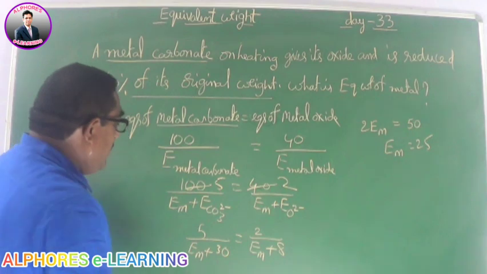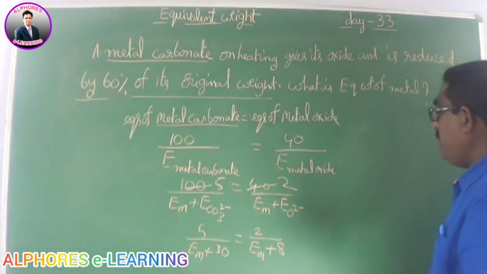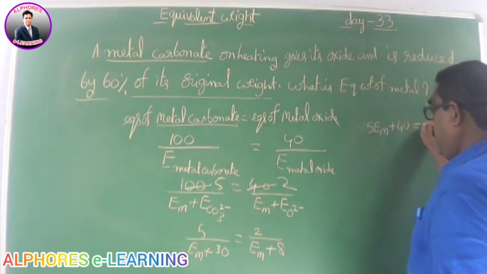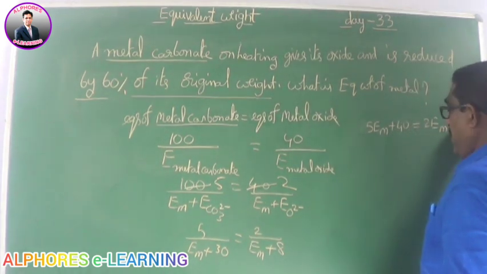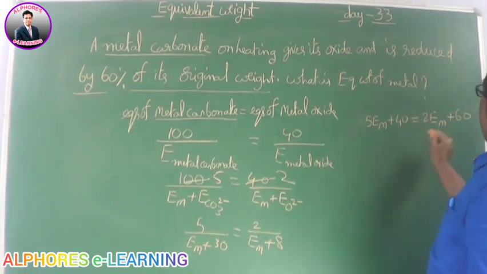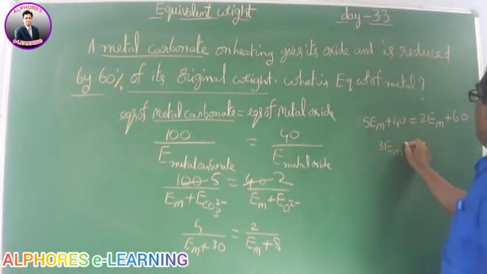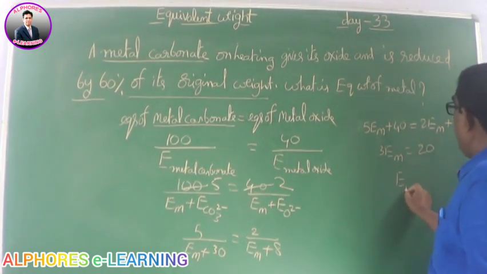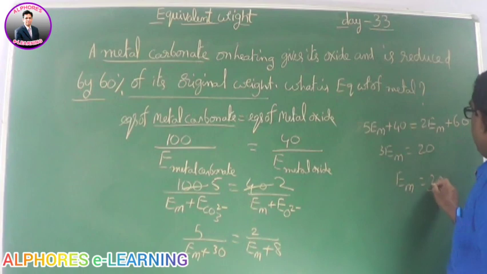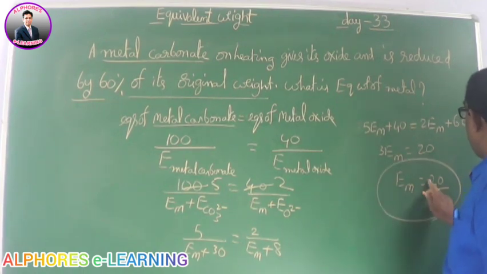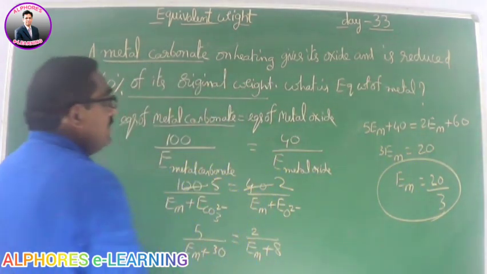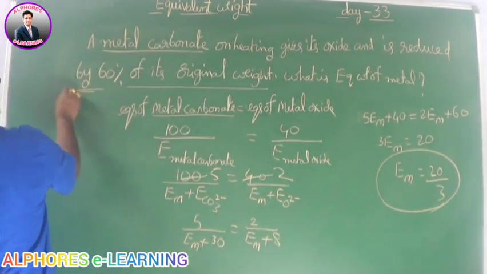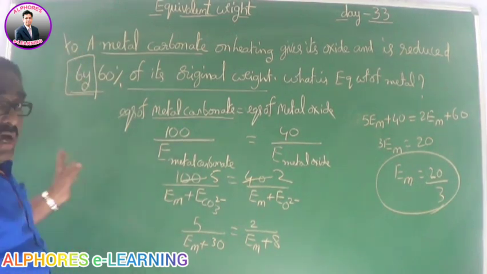Now I will go for cross multiplication here itself. Here I will do that. 5 Em plus 40 is equal to 2 Em plus 60. Now take this, 3 Em is equal to 60 minus 40, 20, equivalent weight of metal. This time you will get it as 20 by 3.